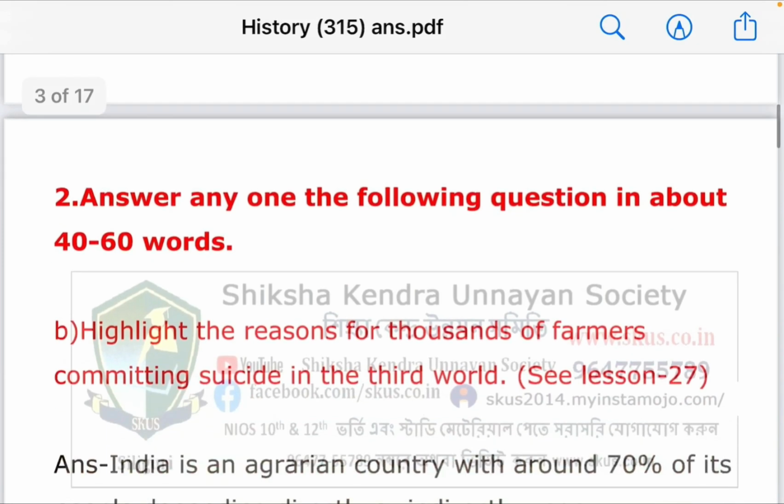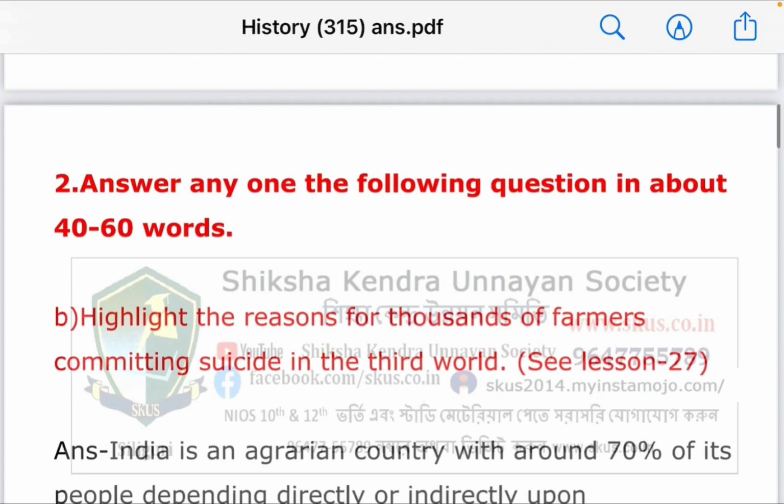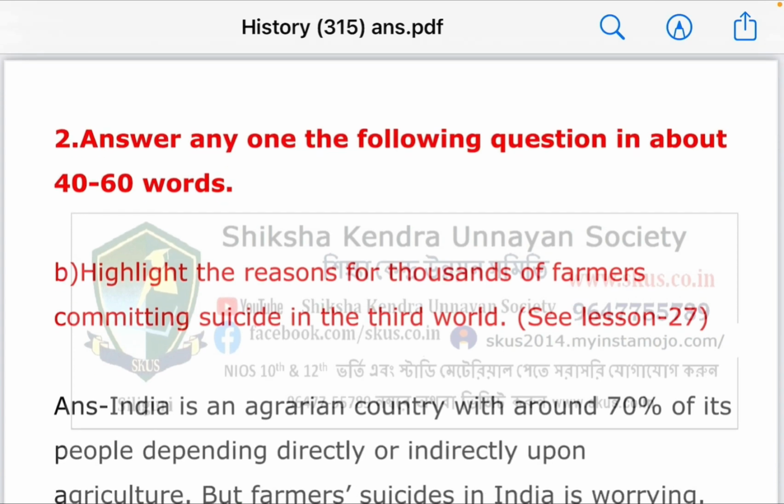Now number 2, answer any one of the following question in about 40 to 60 words. Here again you have to complete the sentence in 40 to 60 words. B, highlight the reason for thousands of farmers committing suicide in the Third World War.